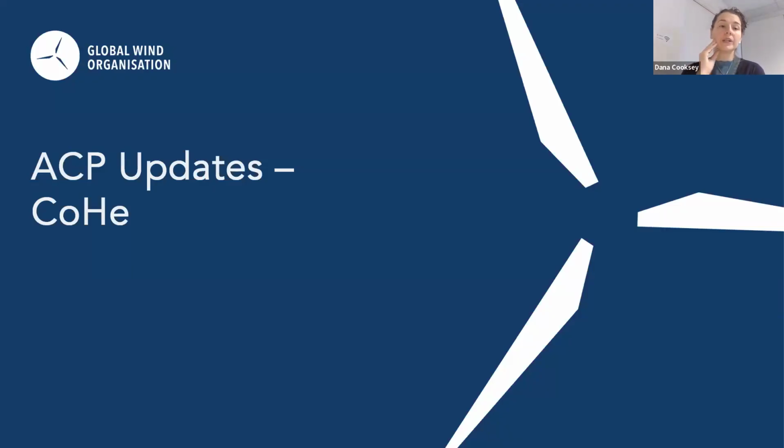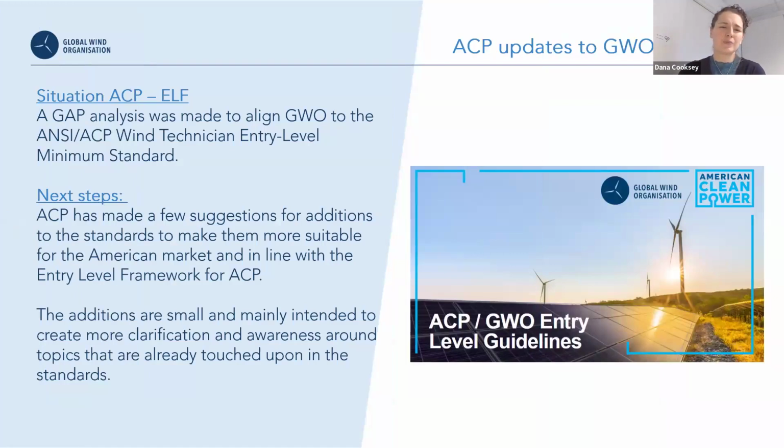We've got really a small update to the CoHe standard. A little bit of context, if you weren't aware, last year we wrote a guideline with American Clean Power, and we were looking at how GWO training meets the ANSI standard in North America to get that entry-level wind technician started in the field. And in that process, we found a few things that were suggested to the training committee that we make these changes to our standards in order to make a better global minimum. So this is an ongoing process. They are generally quite small changes, but we're looking at creating that standard.